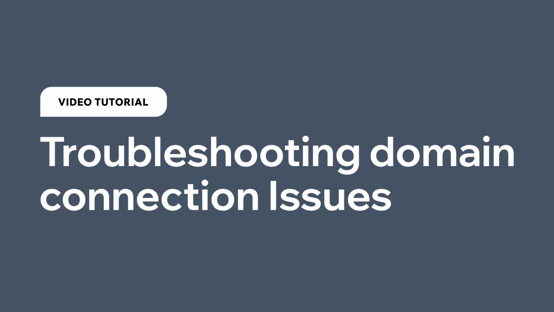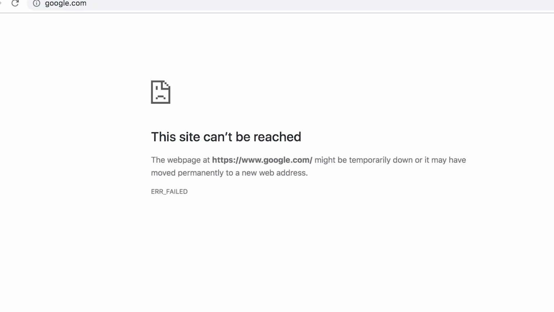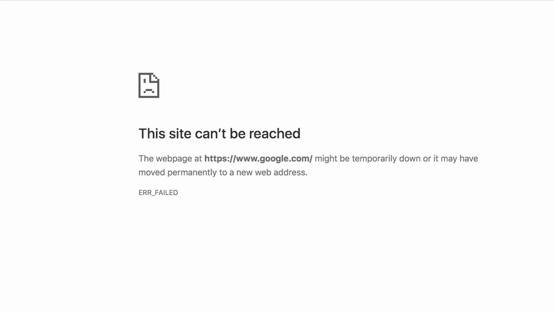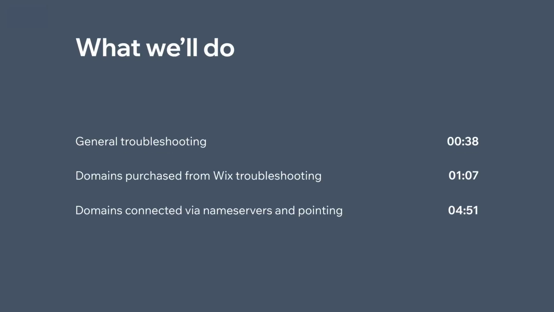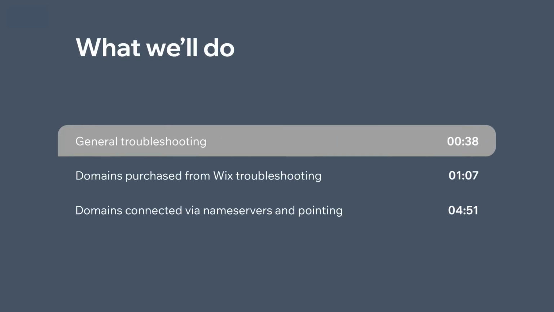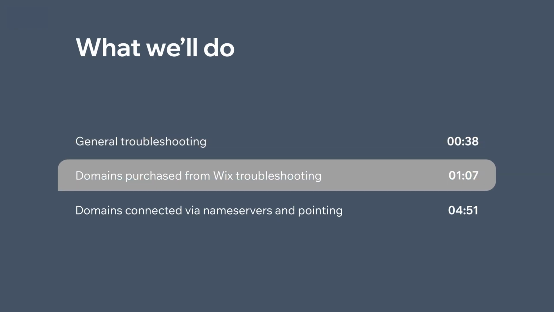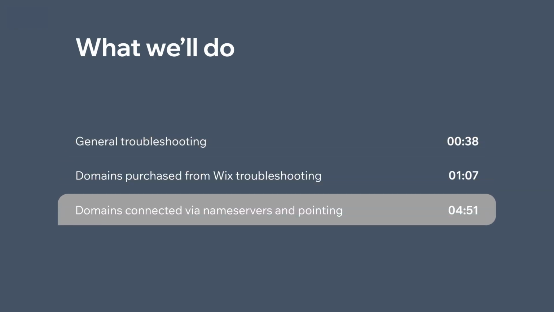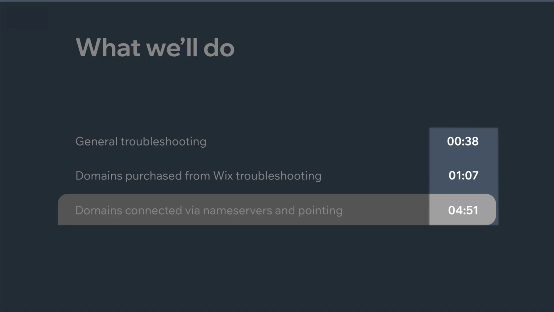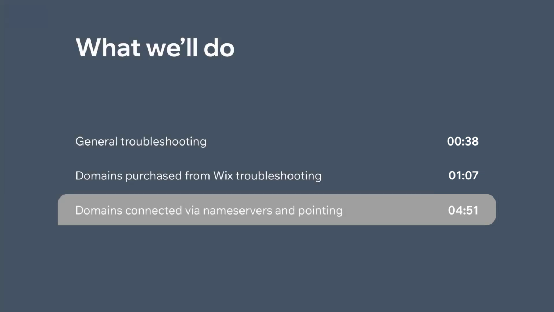In this video, we'll troubleshoot domain connection issues that might be keeping your site from going live. If your site isn't live, it's likely due to connection issues, your site not being published, or domain problems like expiration, incorrect assignment, or DNS settings. I'll guide you step by step, starting with general fixes and then covering solutions for Wix domains, name server connections, and pointing. Use the timestamps to jump to the section you need and check the description or on-screen links for more details.